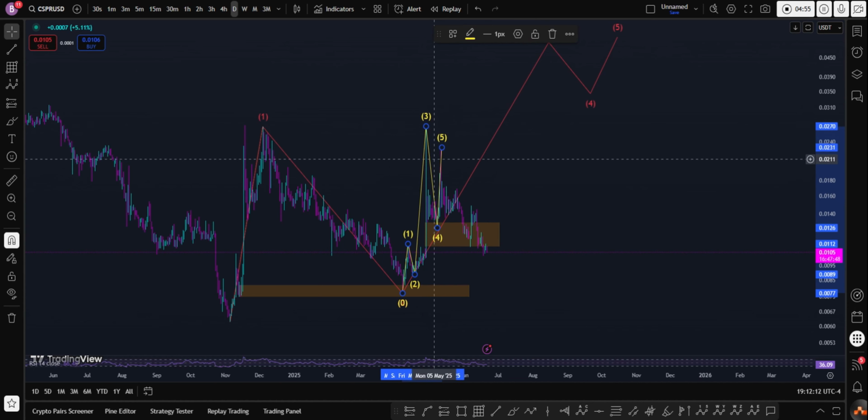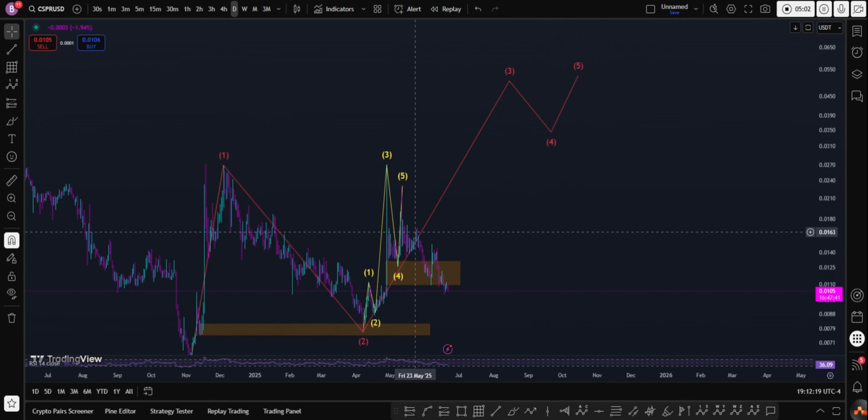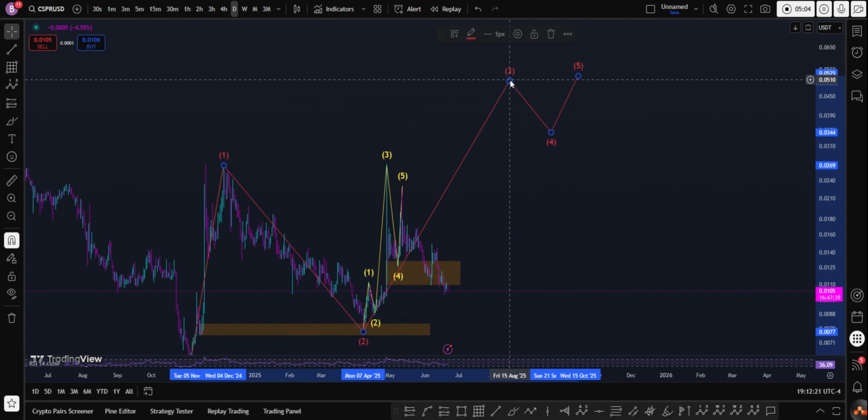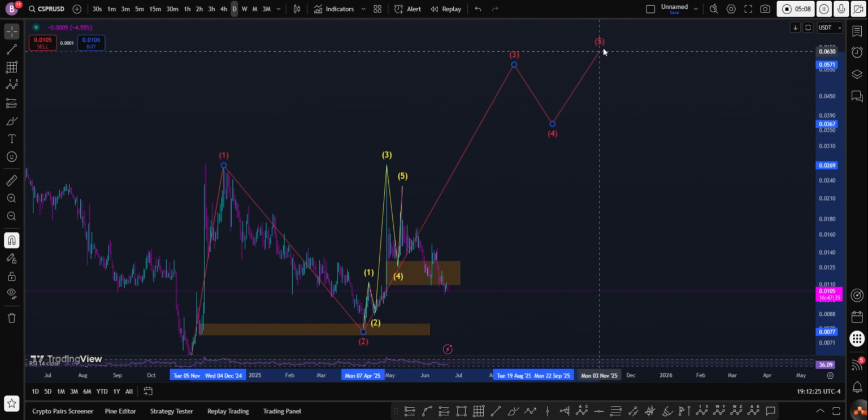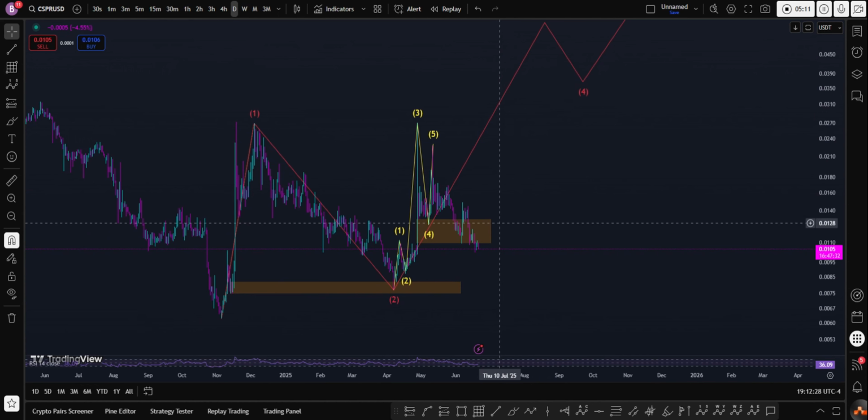That is what is called a truncation. So this could be our one, a truncated one, and this is our wave two. So this is the wave 1 for this wave 3 that we are anticipating here, if the bullish narrative is to still hold. So this is what you are looking at.